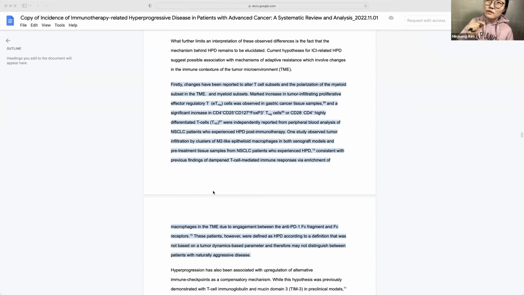And it was this definition that this study was based on, if that makes sense. So the observation of M2-like macrophages in these patients was based on a definition of hyperprogressive disease that does not involve TGK or TGR. That was what I was trying to say, but sometimes it's hard to be clear. I'll try to reword it.